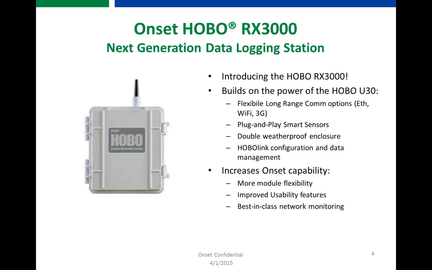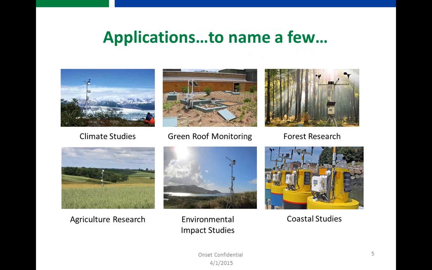And as I mentioned in the agenda, Paul's going to take you through some of the feature improvements that we've incorporated into HoboLink for this release. But the RX3000 actually builds on all of those advantages that you've seen before with the U30 and increases our capability by bringing more flexibility with the modules that you can build into your station. We also have improved a lot of usability in this model, and we've built up the back-end network that supports your RX3000 on the software side to really be a best-in-class, very robust solution. And we'll talk more about all of those features as we move through the presentation today.